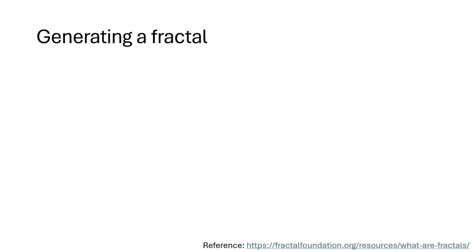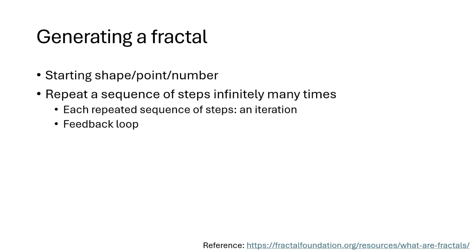Generally to generate a fractal, you would normally start off with a starting shape, a point, or even a number on a plane of the complex plane. Then you repeat a sequence of steps infinitely many times. And each repeated sequence of steps is what we call an iteration. And this is done in an ongoing feedback loop that repeats infinitely many times. And after infinitely many iterations, you will end up with your fractal.